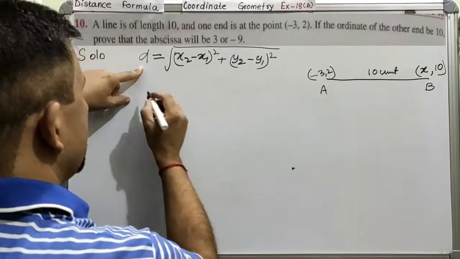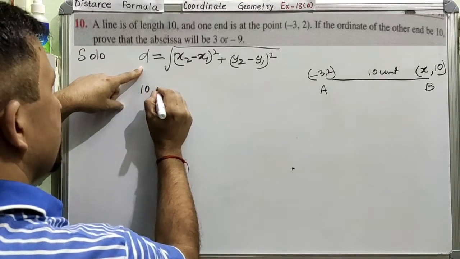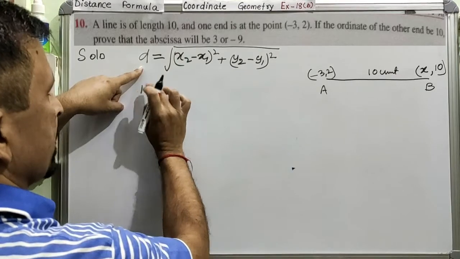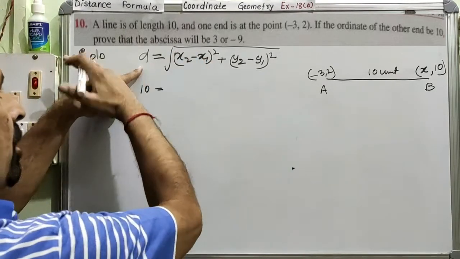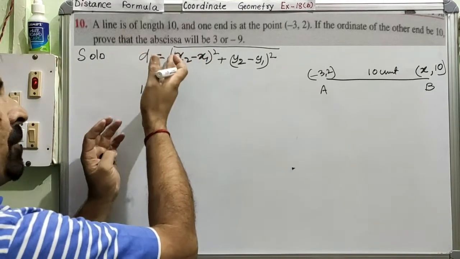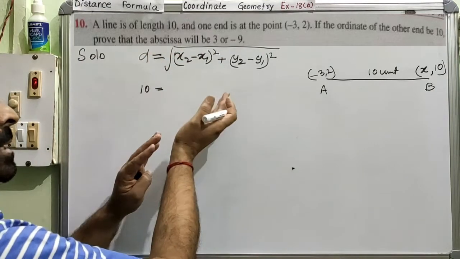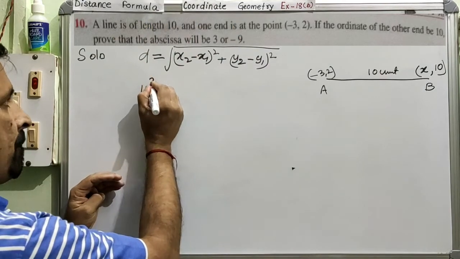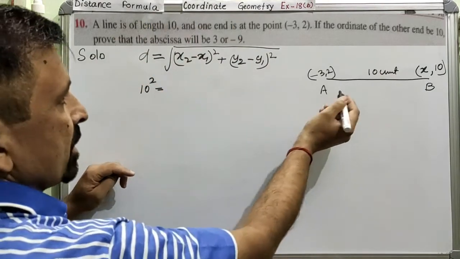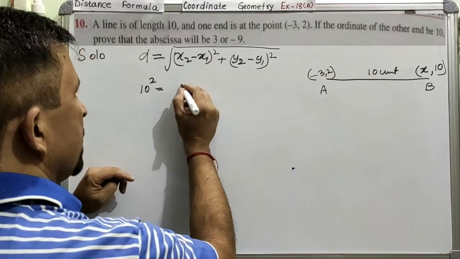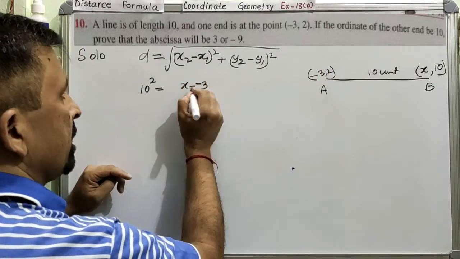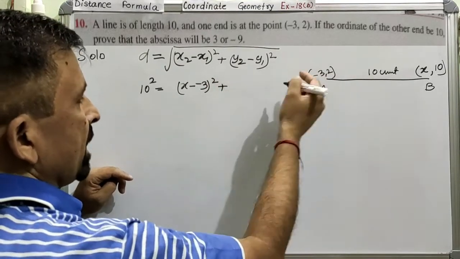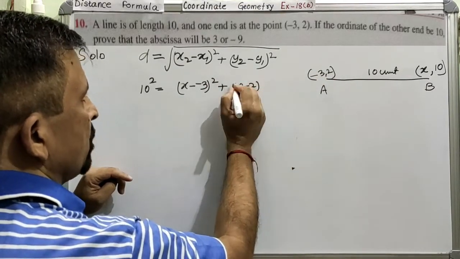Now let us put the value. D is given as equal to 10. And this time, because the distance is already given, we can take this square root sign from the right side to the left side, and then that square root will change into square. So it will become 10 square. Am I clear? Now x2 minus x1, so we can take x minus -3, whole square, and then another I will take as 10 minus 2 whole square.